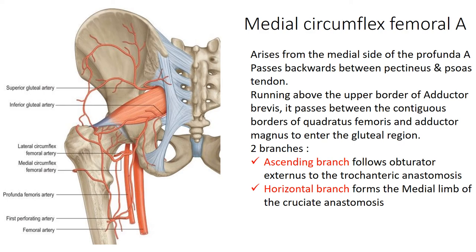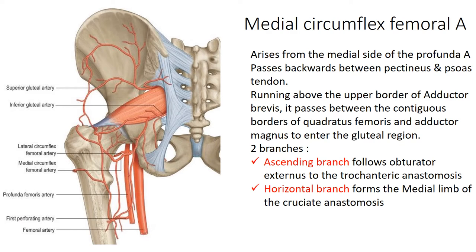Then about the medial circumflex femoral artery. Now this medial circumflex femoral artery arises from the medial side of the profunda femoris, and generally this point of origin is often above the lateral one. So it generally branches off just above the lateral circumflex femoral artery. Running above, it passes backwards between the pectineus and psoas tendon. It winds around, and then running above the upper border of the adductor brevis, it passes between the contiguous border of the quadratus femoris and adductor magnus. So it is moving around the circumference.